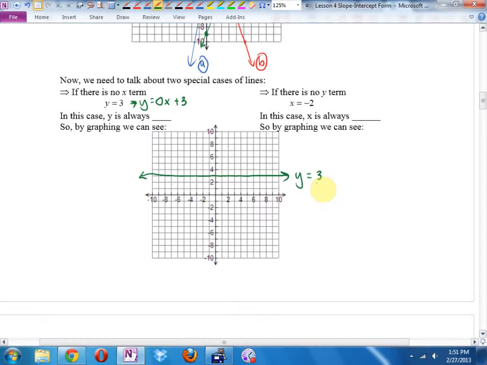The other possibility is you have no y term, like x equals negative 2. Let's see if we can take a guess. If y equals 3 gave us a horizontal line, 3 high, what do you think x equals negative 2 is going to give us? What kind of a line? Vertical line, 2 left, because it's negative 2. It's going to look like this.